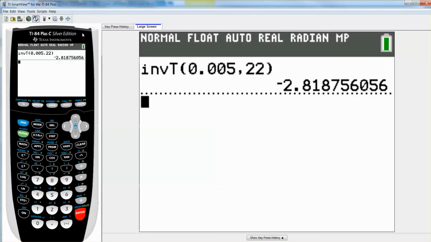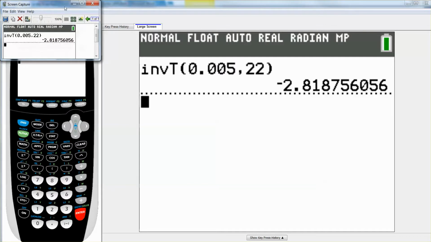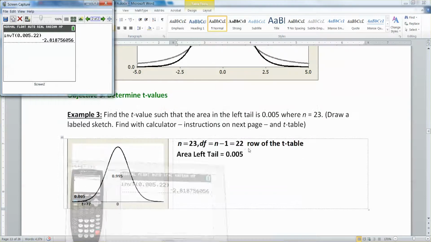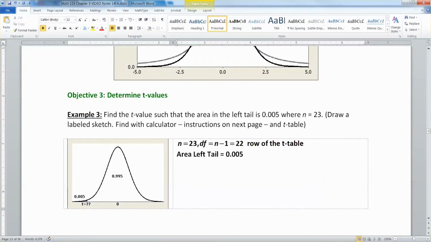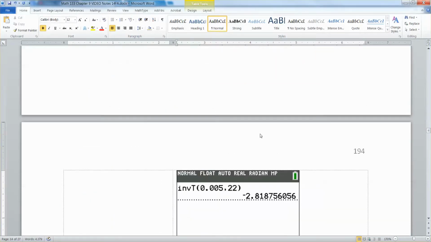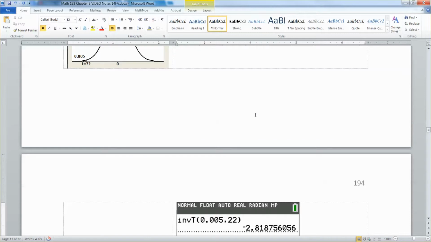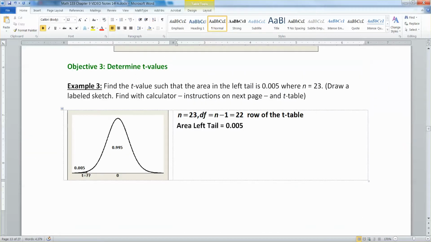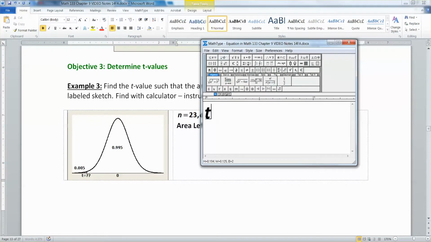Now, only the TI-84s have this option. TI-83s can't do this. This is one of the reasons that TI-84 is required for this course. So I'm going to take a picture of it, copy, and paste in here for a second so I can see it. So the T value is negative 2.819, sorry. I'll give T a little bit of notation in a bit, but for right now I'm just going to say it's approximately negative 2.819.